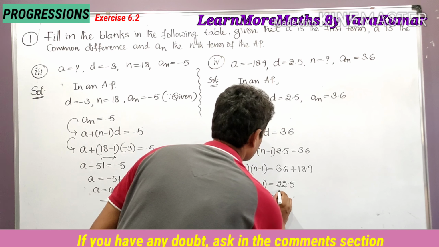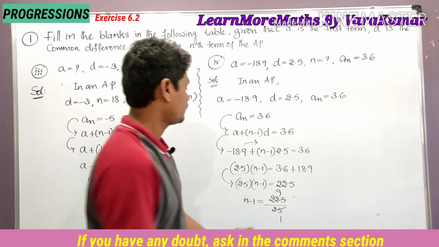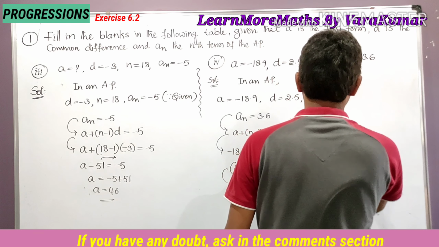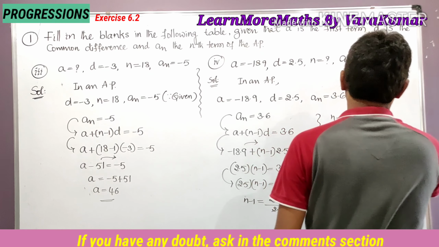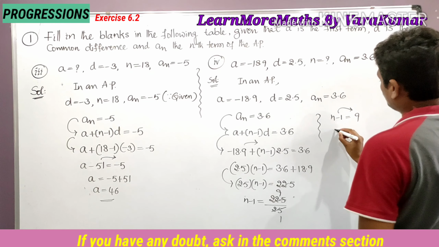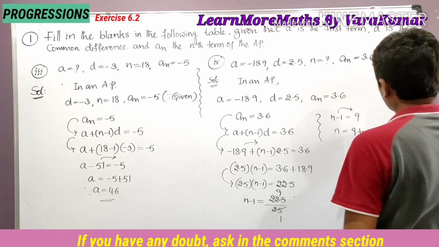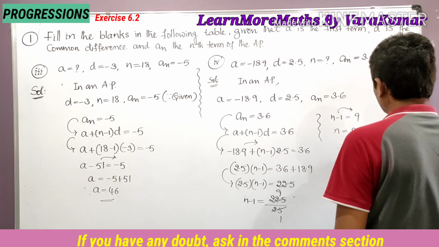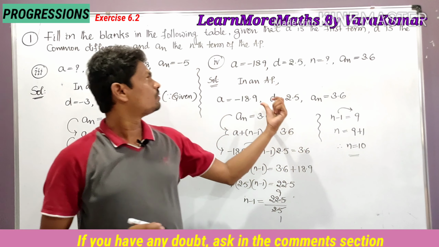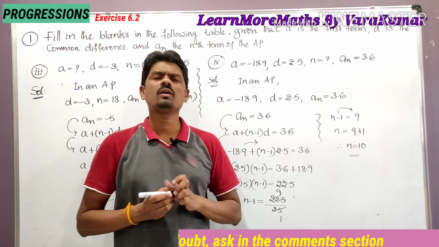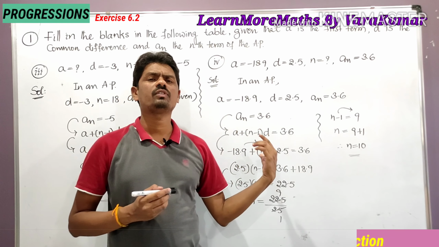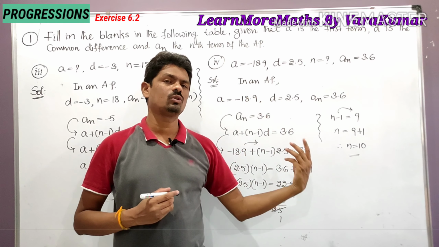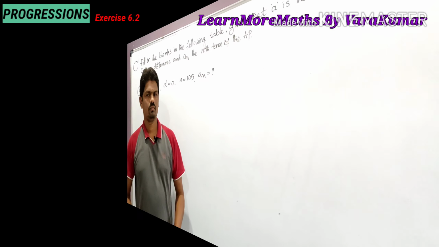So 9 times, we can cancel, student. n minus 1 is equal to 9. Take minus 1 to the right side. n is equal to 9 plus 1. Therefore n is equal to 10. So this is the fourth bit, student. All these problems depend upon the nth term of an arithmetic progression. an is equal to a plus n minus 1 into d.